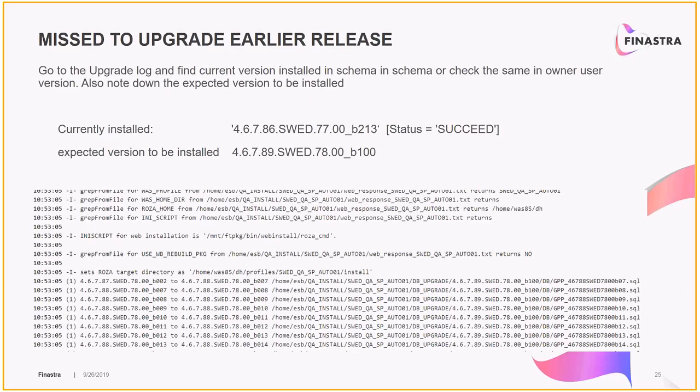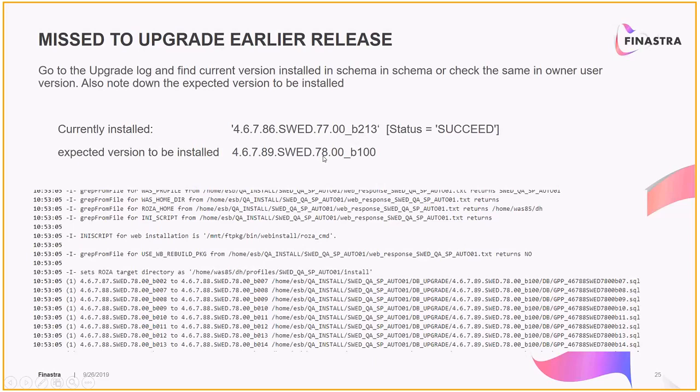Also, if you get such issues, you can verify why you are getting this error. You can go to the top of the upgrade session. There you can find currently installed. In this case, this is what is currently installed. Currently it's 77, but we are expecting to install 78.